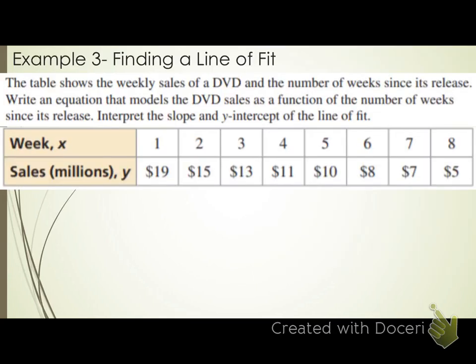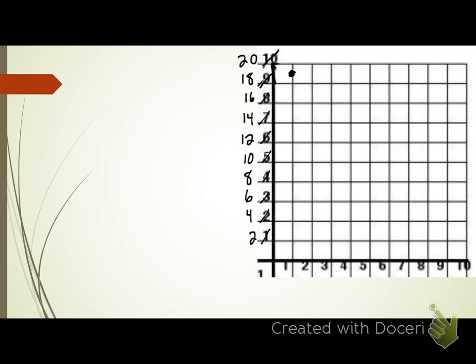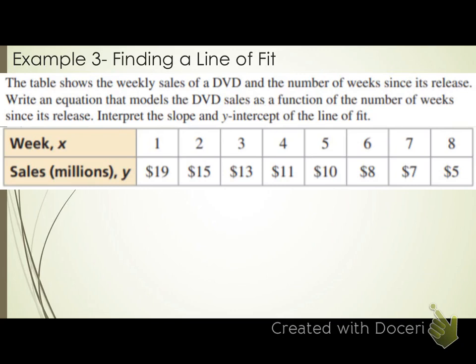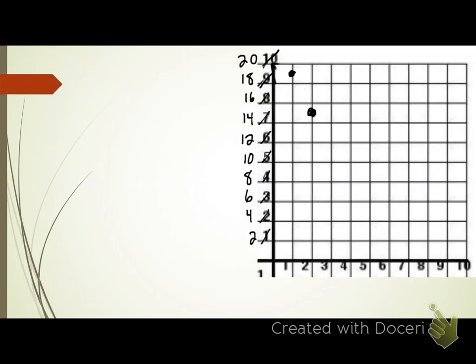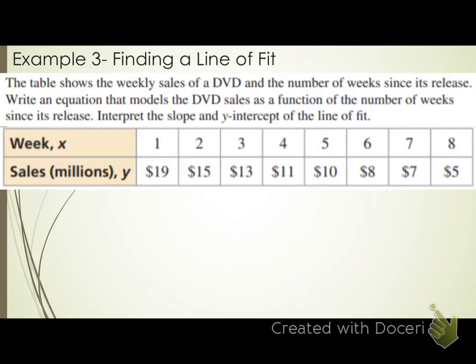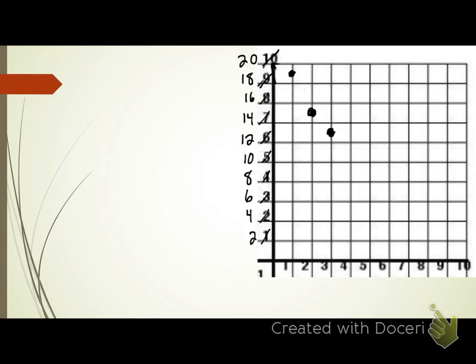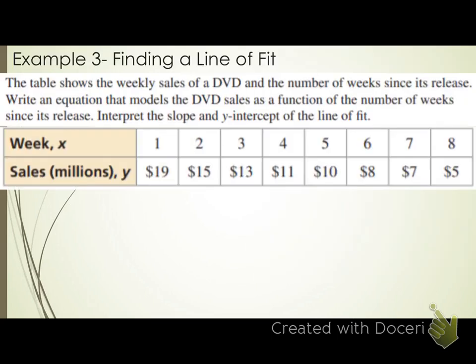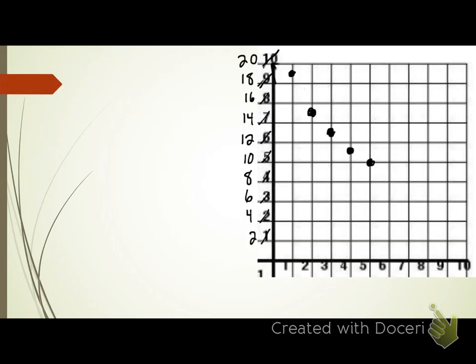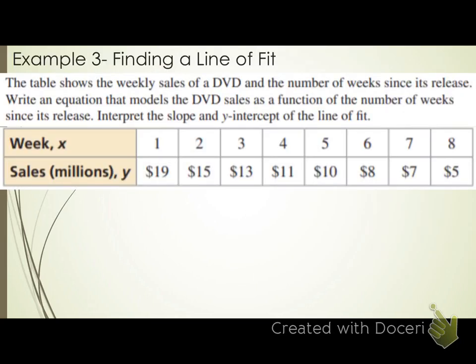Next ordered pair, 2, 15. Right 2, up 15. 3, 13. 4, 11, 5, 10. 6, 8, 7, 7. And 8, 5.